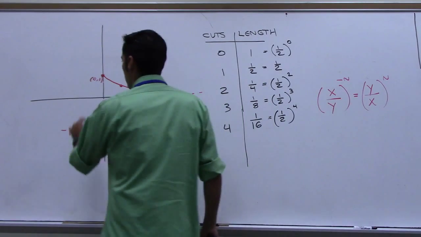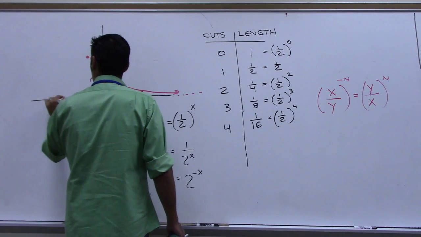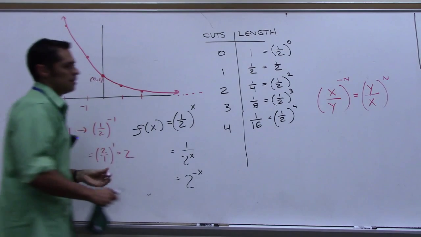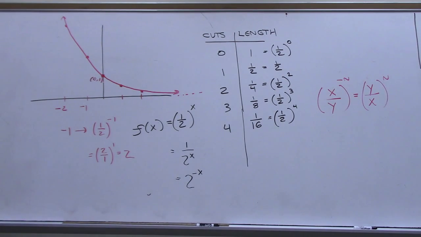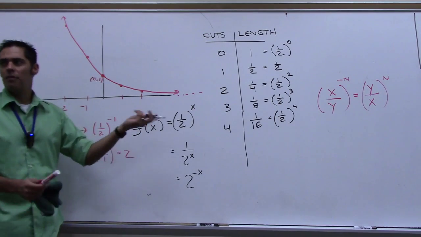So that means at -1, I'm at 2. And at -2, you'd be at 4. What does this look like? Doesn't that look like 2 to the x, doesn't it? Yes. But it's flipped over, right? You can see here that that verifies it.